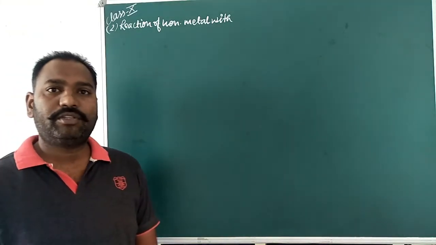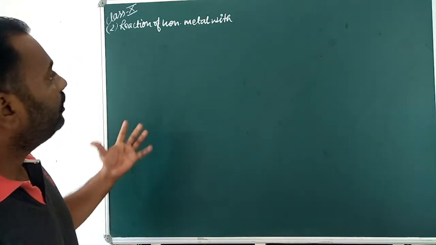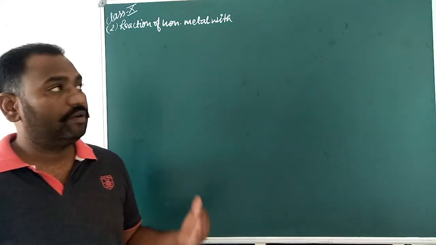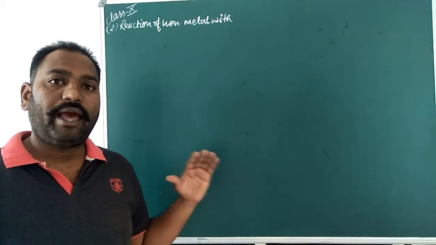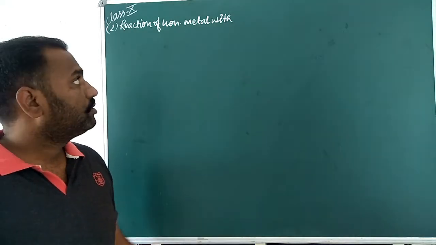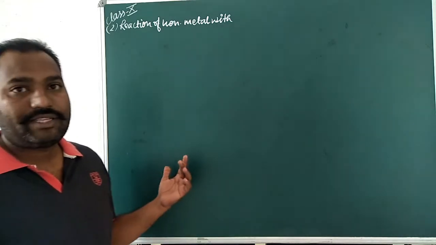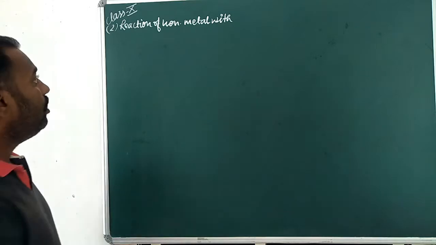Today we are discussing the chemical properties of non-metals. In this part we will discuss how non-metals react with water, with dilute acids, with salt solutions, with chlorine, and with hydrogen. In the last video we already discussed the reaction with oxygen, and now we are discussing the reaction with water.